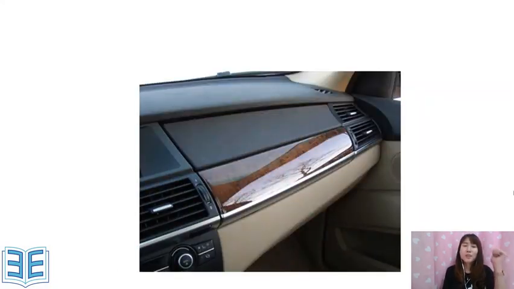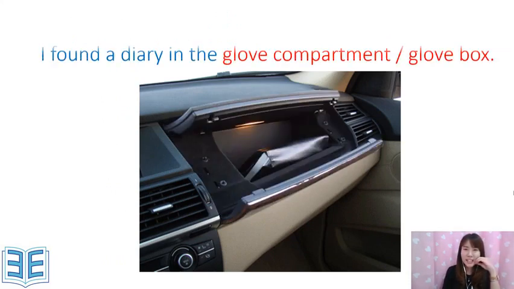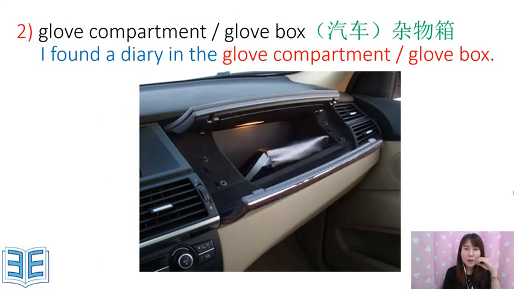Number two. What do you call this? I know a lot of you will call it a drawer. It's not a drawer. It's a glove compartment or glove box. A compartment is a separate section of a container for you to store something. And what do we call that? The glove compartment is because last time this compartment was designed for the drivers to store their driving gloves. That is why it is called the glove compartment.